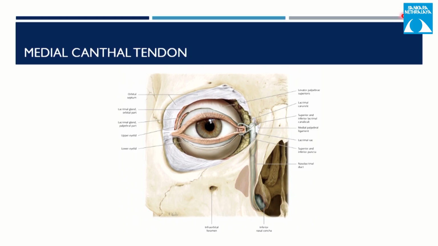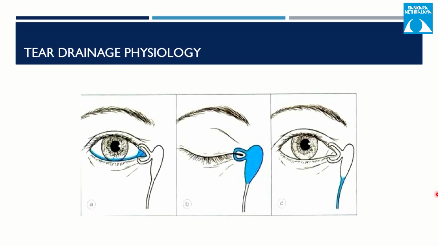Otherwise we won't. We will just retract it and then do the DCR. There are some surgeons who just retract the medial canthal tendon and do the DCR without disinserting it. But most of us do disinsert the anterior limb of the medial canthal tendon, not the posterior limb. Is that clear? If the posterior limb is affected, you will get a telecanthus. Okay. Is that clear?